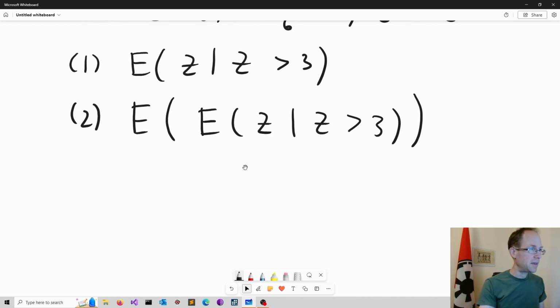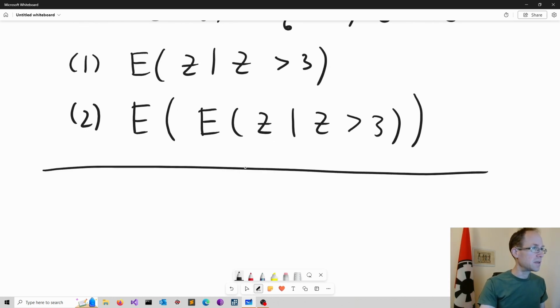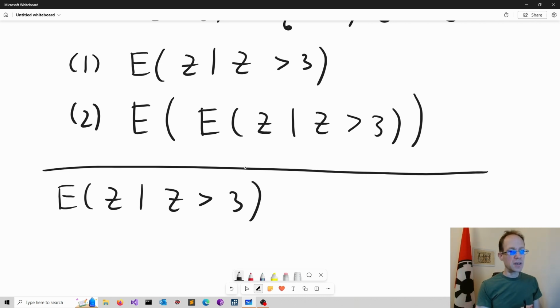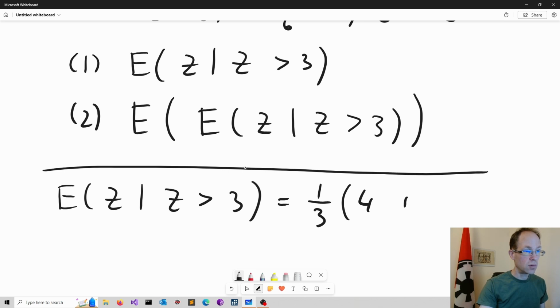Okay, let's get into this, starting with the conditional expected value given that Z is larger than 3. Now the condition implies that we only focus on the subset 4, 5, and 6. Each state is equally likely, hence we obtain the following: 1/3 times 4 plus 5 plus 6, and that should be 5.